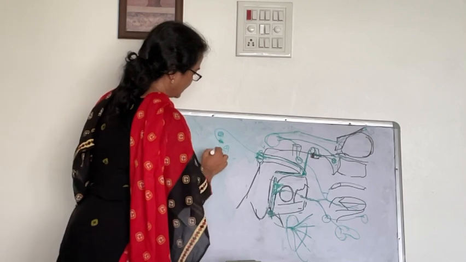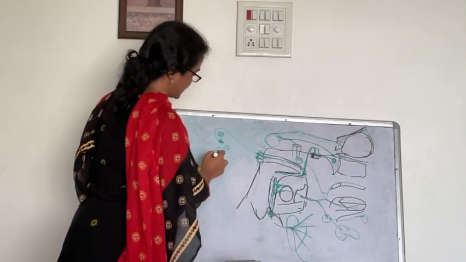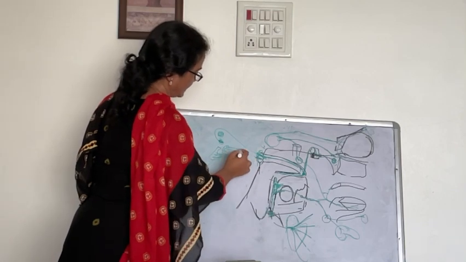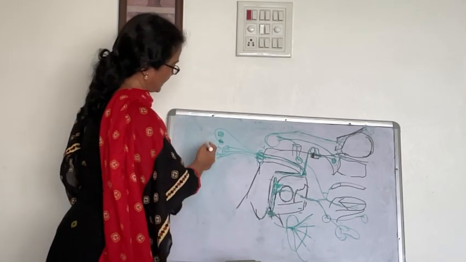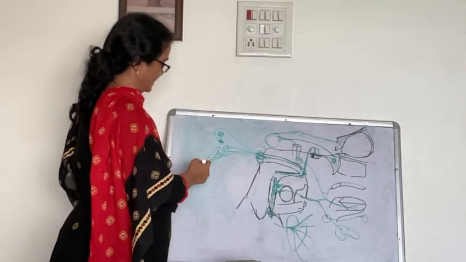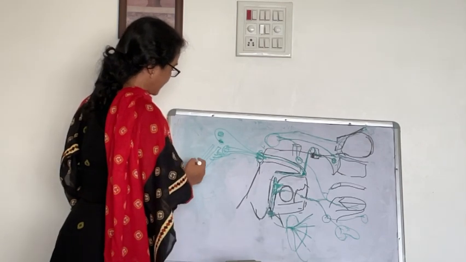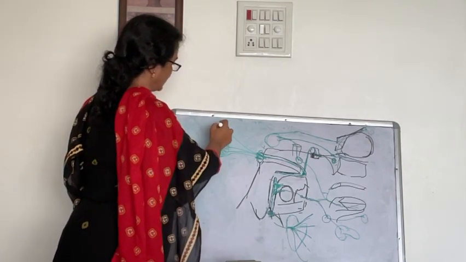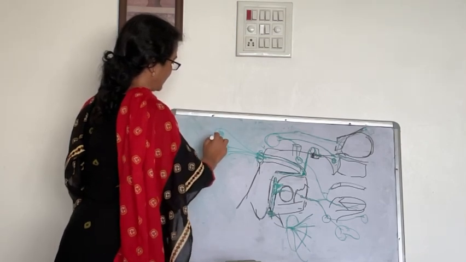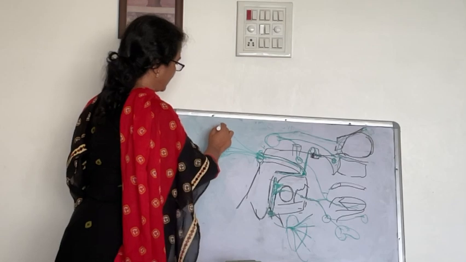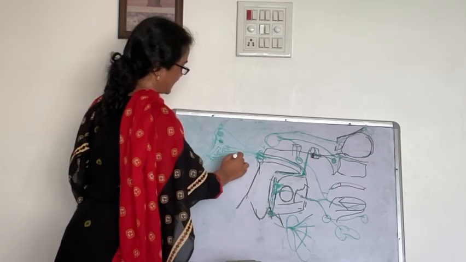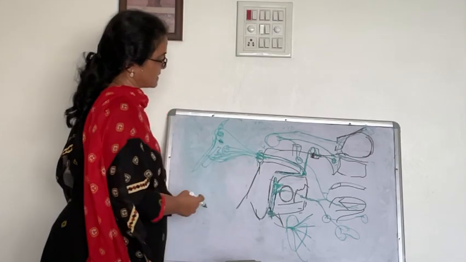Then it carries the taste sensations towards the nucleus of tractus solitarius. So that will also be hampered in facial nerve palsy, and it will also carry the general sensation to the spinal nucleus of the trigeminal nerve. Okay, so this is the spinal nucleus of the trigeminal nerve. So it will also affect the spinal nucleus of the trigeminal nerve, and general sensations will be hampered.